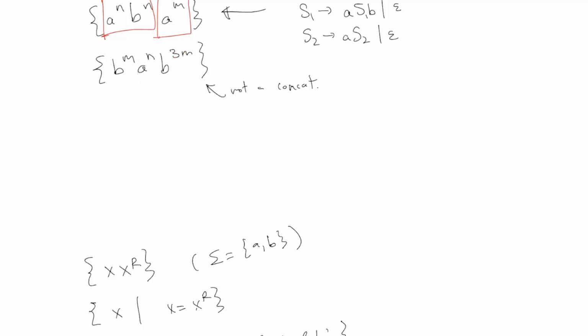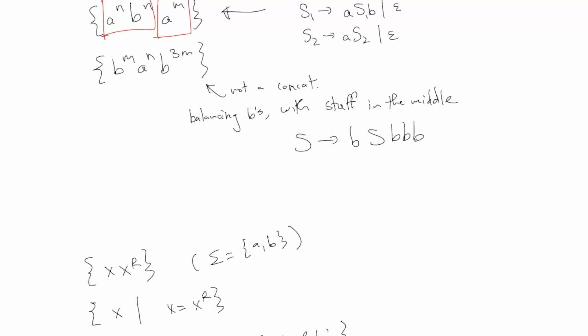I would say it's more appropriate to interpret this as balancing B's and then with stuff in the middle. By stuff in the middle, I mean that A to the N gets stuck in the middle. I think of balancing the B's first, and then at the end I put that extra stuff in the middle. So the balancing of the B's would look like this: S goes to B S B B B. That's because I have B to the M at the beginning and 3M at the end. So every one B at the beginning needs to match 3 B's at the end.